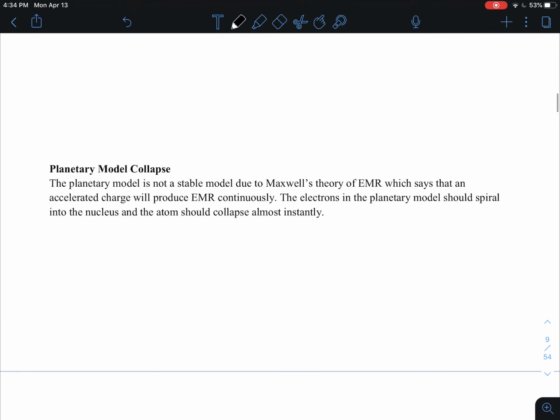Okay, and then the idea of the planetary model collapse is that if something is accelerating, we know that acceleration should produce EMR. And if you're producing EMR, therefore, we're losing energy. And it's believed that this particle should ideally collapse on itself. So as the electron is going around the proton, it will release a photon here, maybe another photon here. And because it's accelerating, we'll lose energy and therefore collapse.